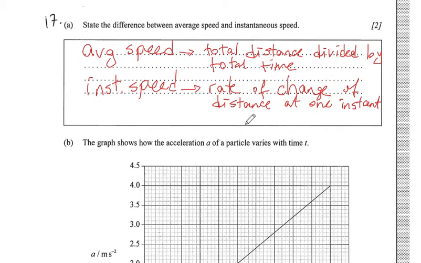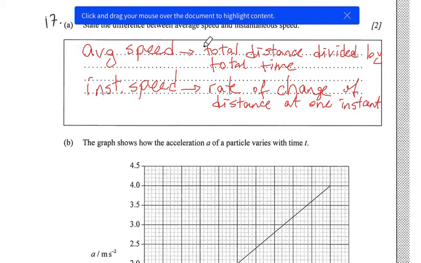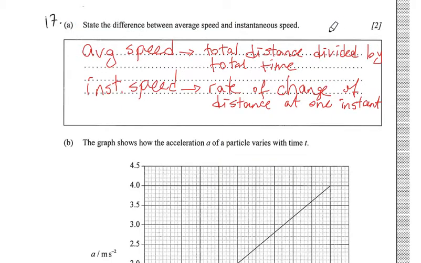Okay, these are the solutions of the paper 2 style questions on the mechanics review paper. Question number 17 starts by asking the difference between average speed and instantaneous speed. We need to define the average speed as the total distance divided by the total time. And the instantaneous speed is the rate of change of distance, which is the definition of speed, at one instant. A very common mistake here is to say average of speeds, which is definitely not the case. You have to define average speed as such.